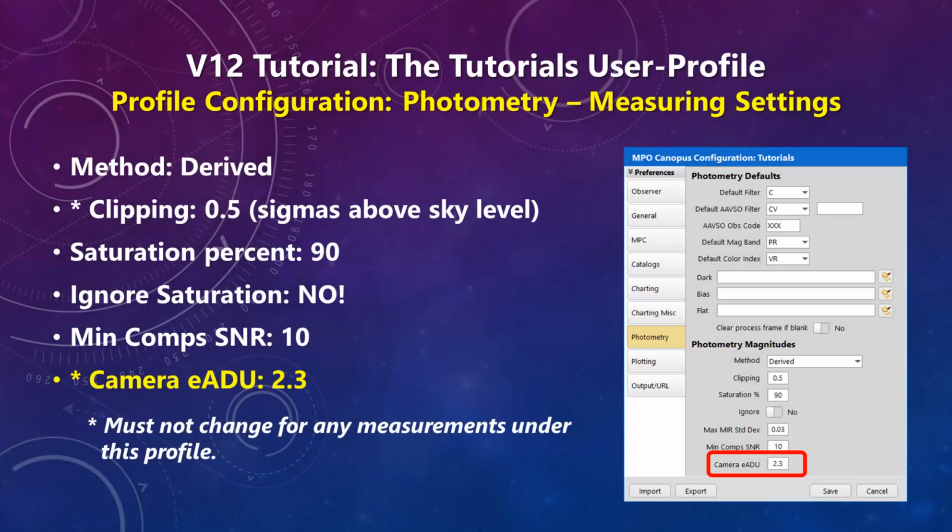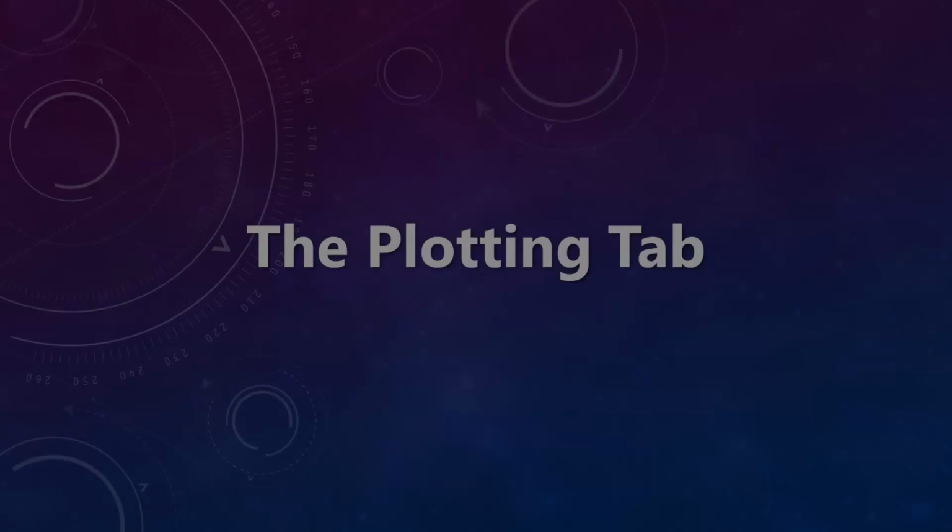Set camera EADU to 2.3. This value must be greater than 0. If you know it, you would enter the actual value for your camera. This also affects derived magnitudes, so, like the clipping value, it must be the same for all images measured when using this profile.